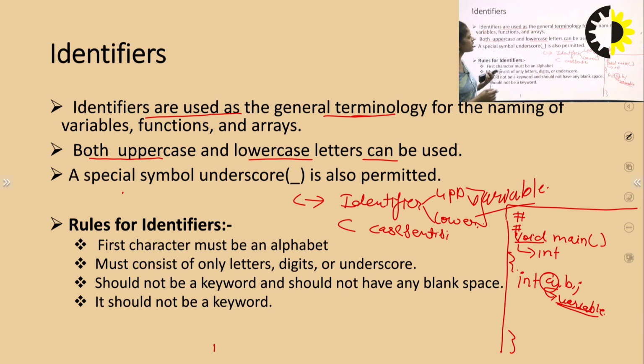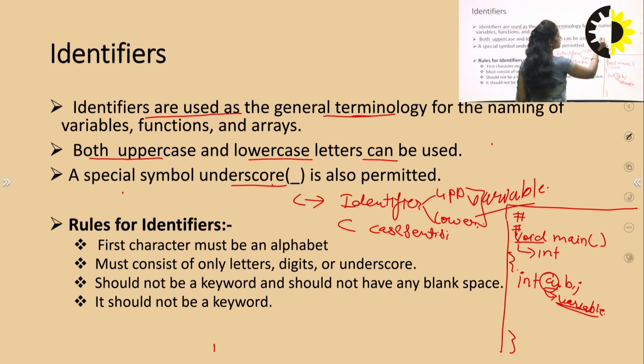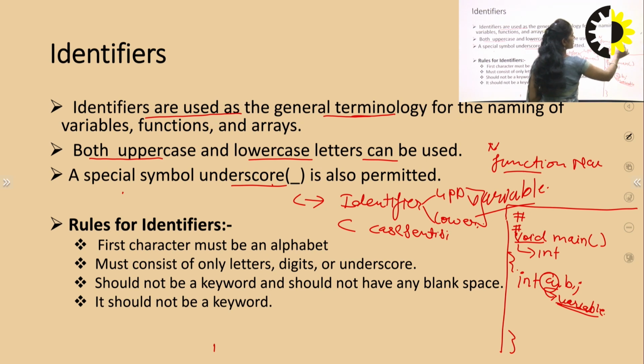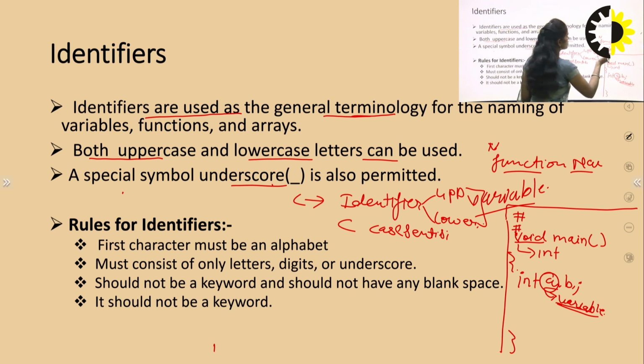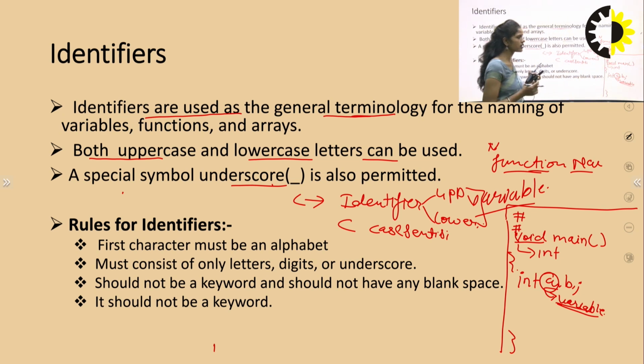A special symbol is the underscore. Whenever we have two words in a single name, for example a function name, we have an opportunity to merge two words together to define a single name or to define the identifier. In this case, we use the underscore symbol to combine two different words.